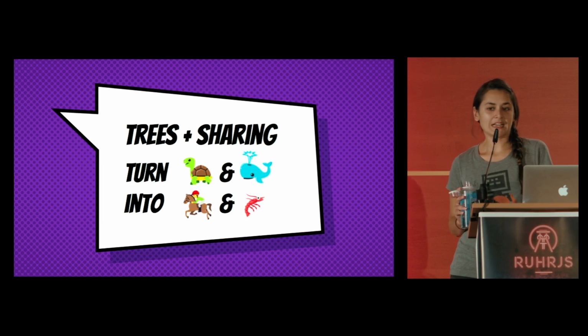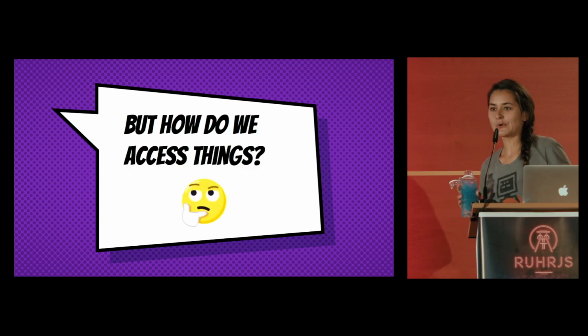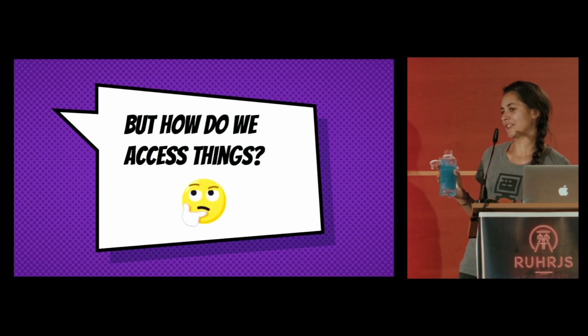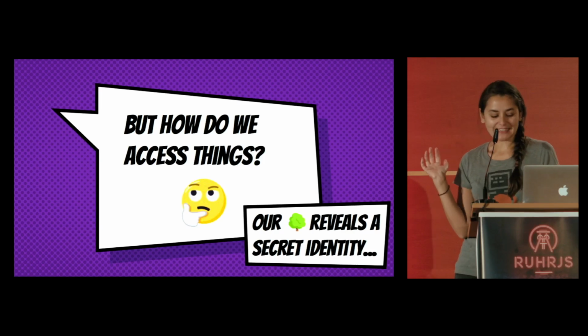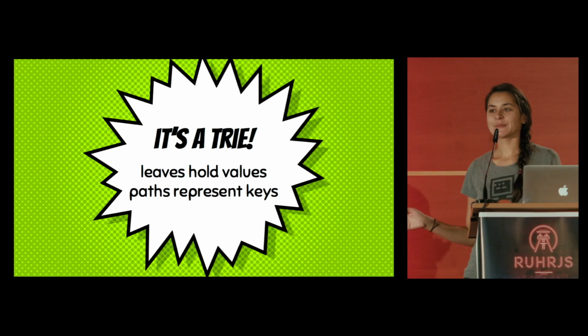Okay, you may be wondering, cool, I have this weird tree structure, but how do I get anything out of it? How do I access one of my animals if I want to look something up in my persistent data structure? And this is where it turns out that the tree that we've turned this array into actually has a secret identity. It is a tree.